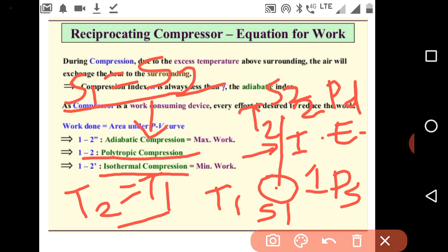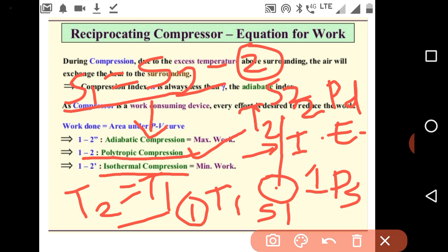So this is the second case and this is the first case. If you are achieving the first case, it will be isothermal compression. If you are achieving the second case, it will be adiabatic compression. And if the case is in between, so we are not achieving case 1 or case 2, then it will be the polytropic compression process. So this is the basic analysis of the compression process.